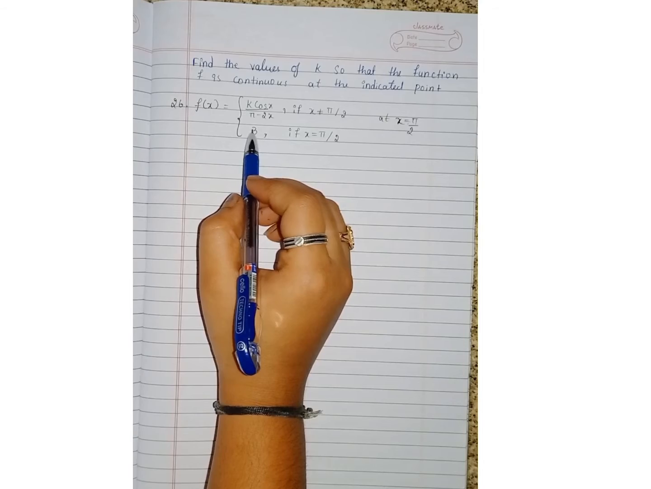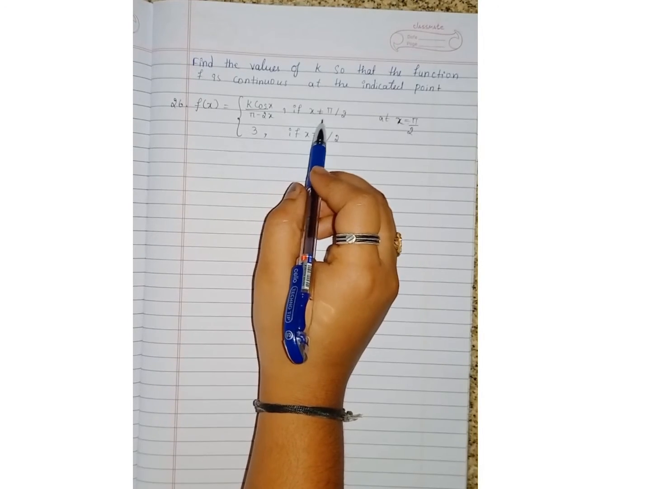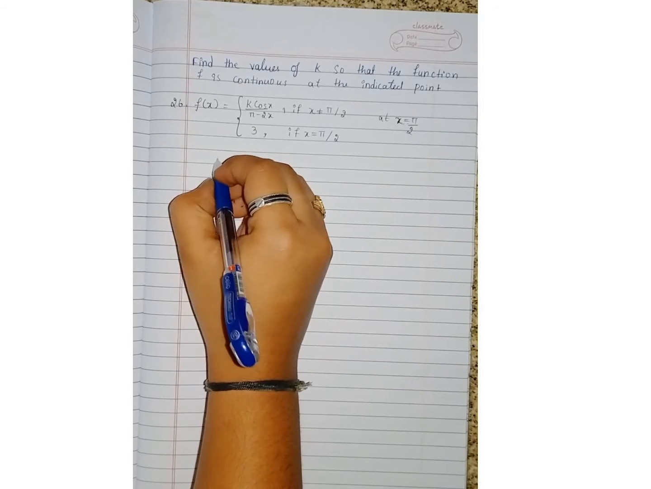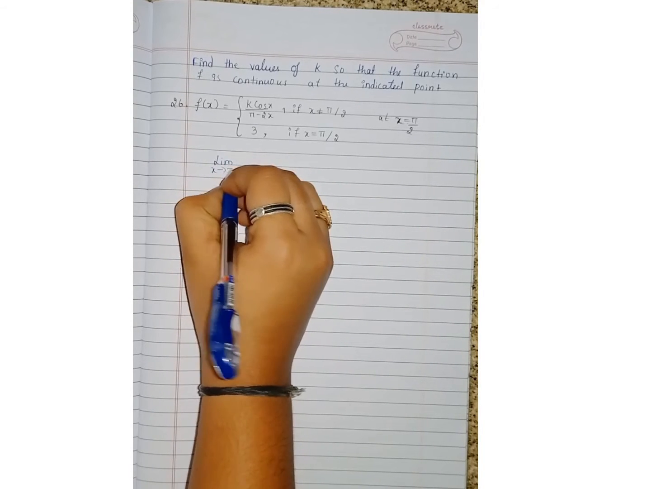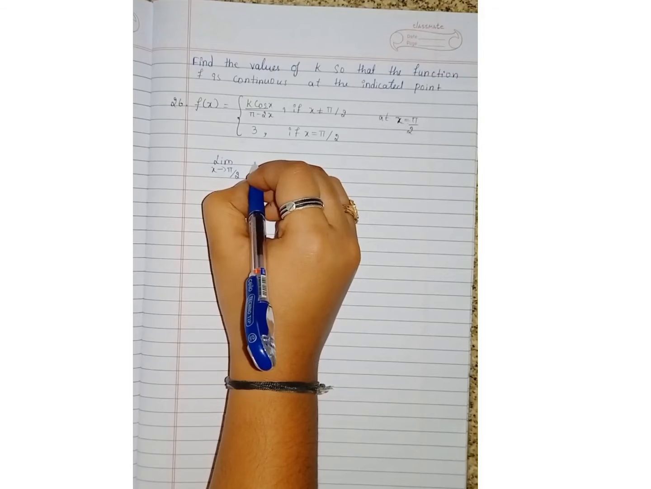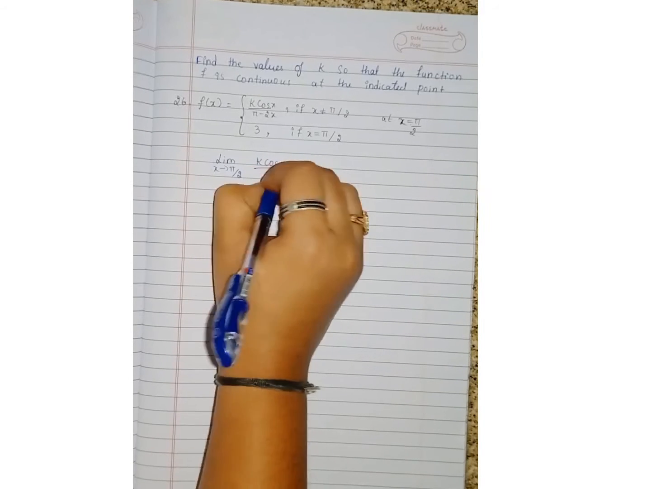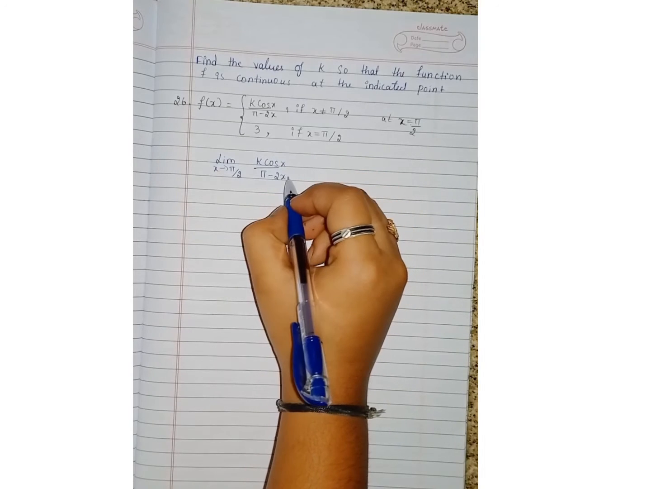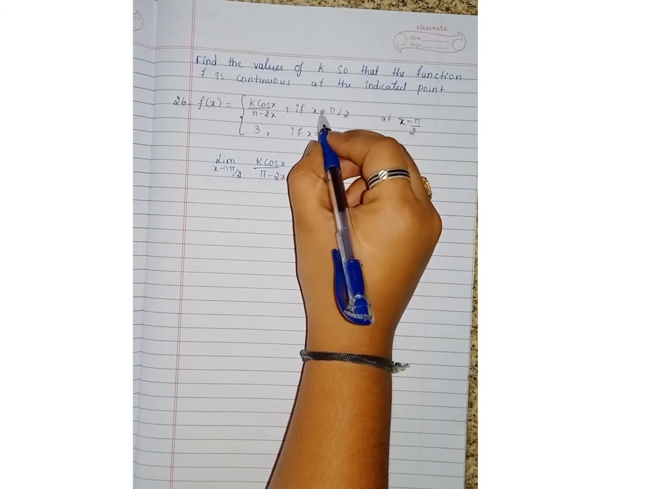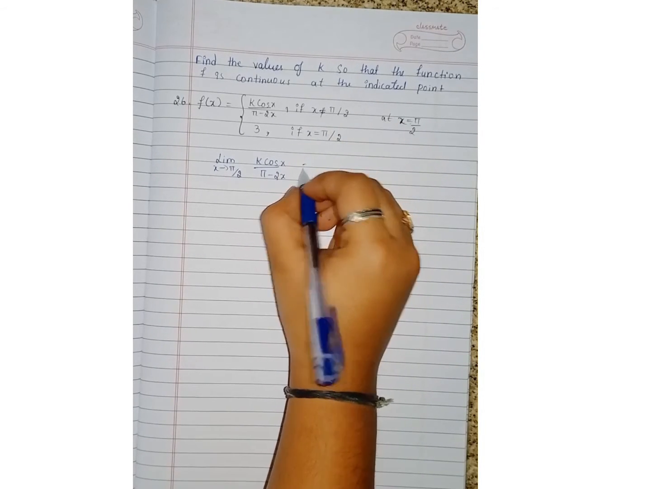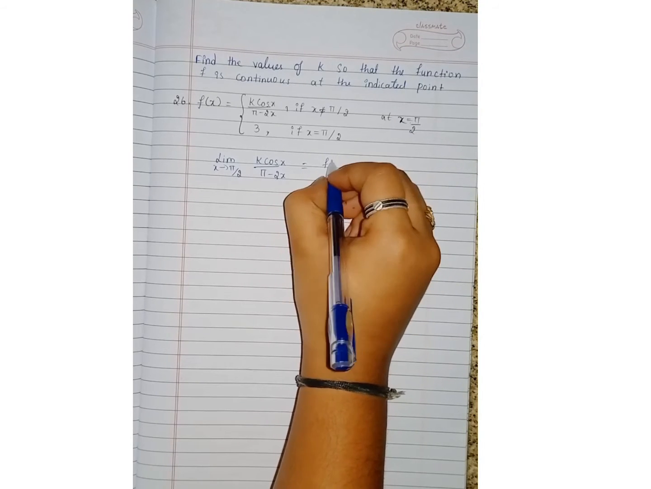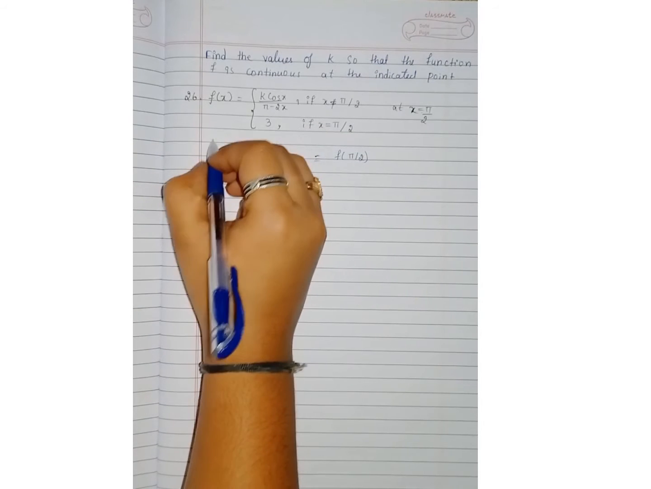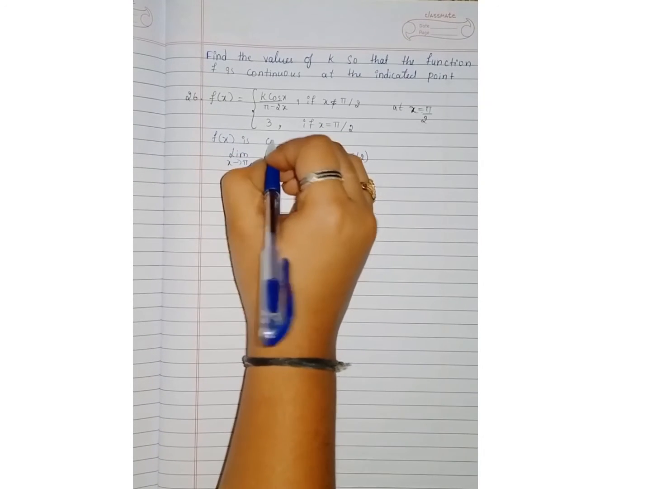The function is k cos x by pi minus 2x if x is not equal to pi by 2, and 3 if x is equal to pi by 2. They are telling that the limit as x tends to pi by 2 of f of x is k cos x by pi minus 2x. So this is the left hand limit and the right hand limit, which is well defined. And the function at the point, that is the function at pi by 2, is the same. We are telling the function is continuous.